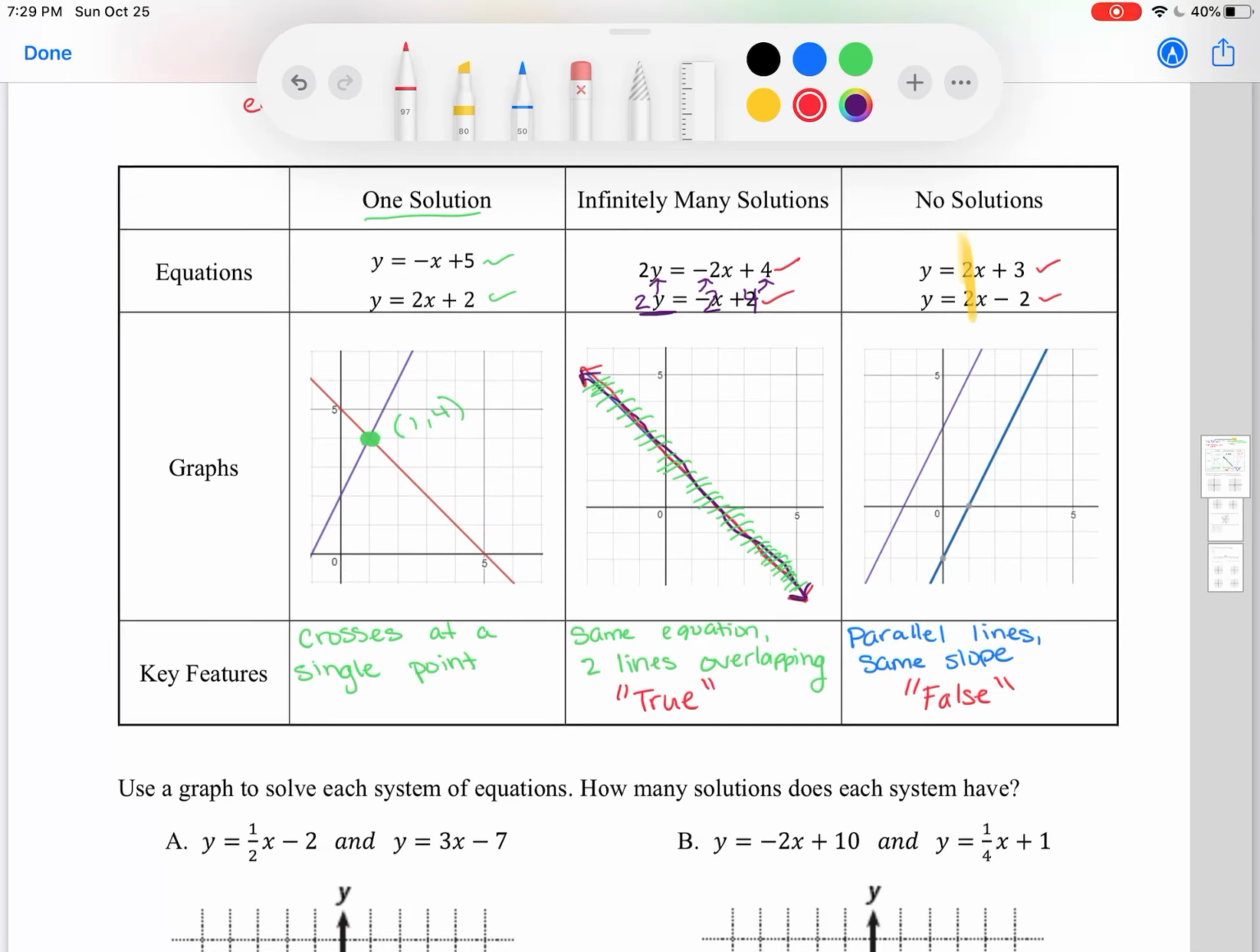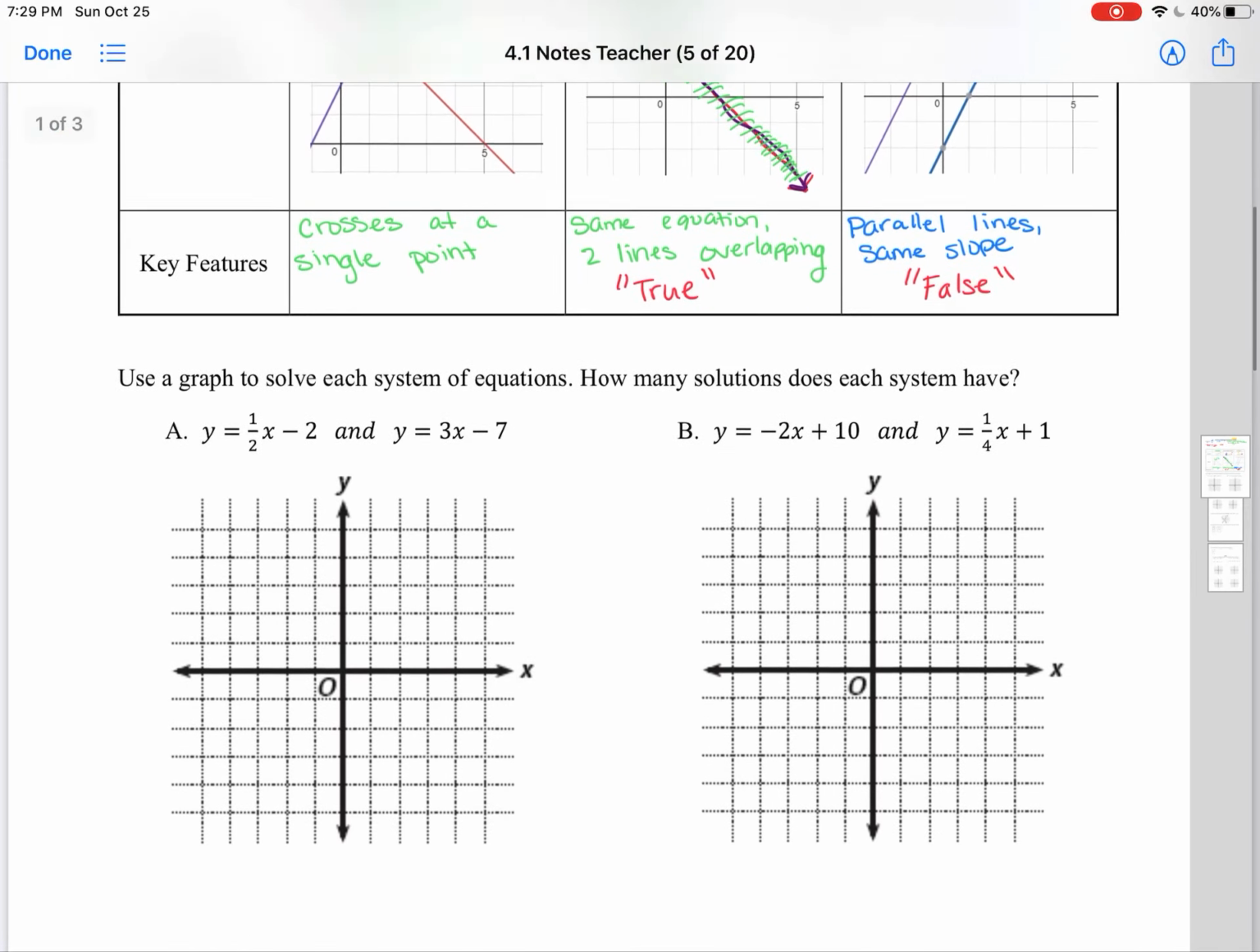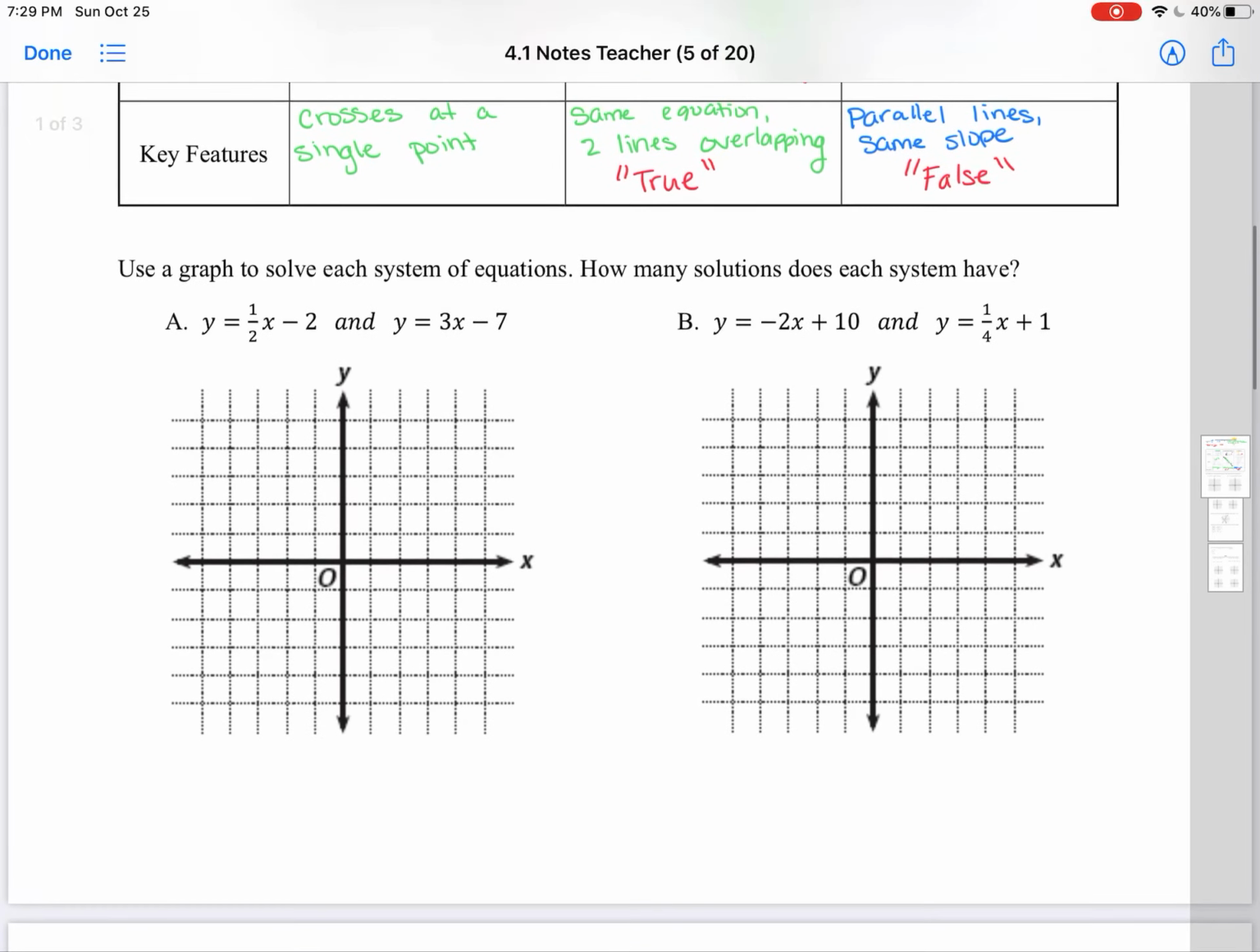And remember, lastly, if we were to go to solve these, we'll do this in the next section. But we always want to remember that no solutions always will come out false when you go to solve. Again, that won't come into play until next section. All right.